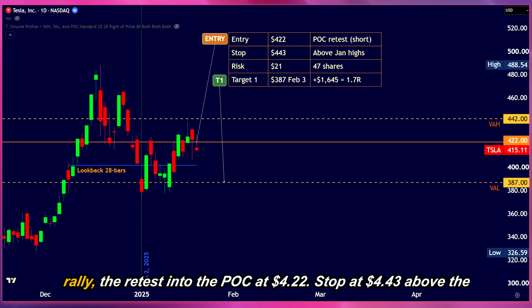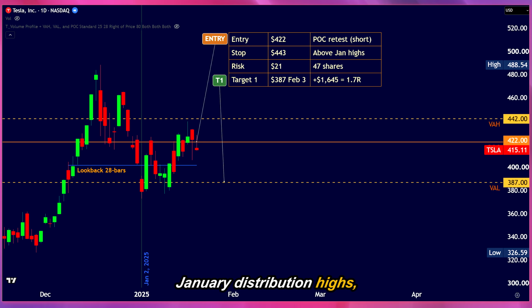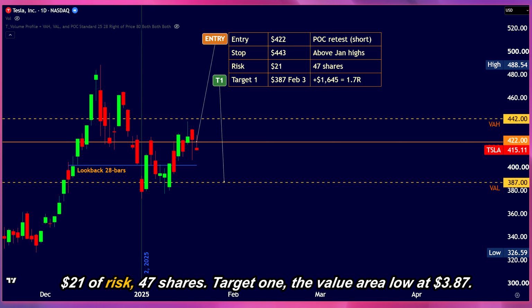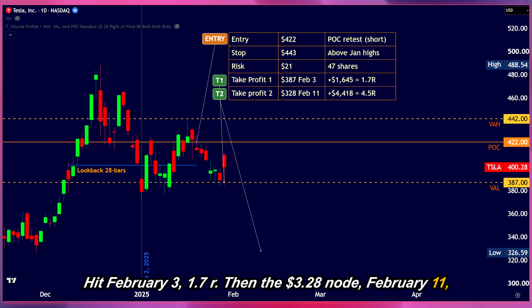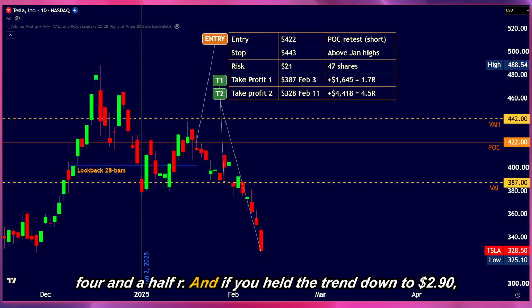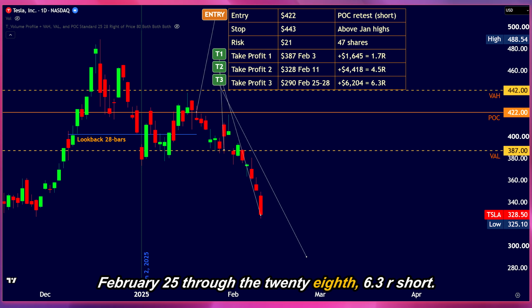You short the failed rally, the retest into the POC at 422. Stop at 443 above the January distribution highs, $21 of risk, 47 shares. Target 1, the value area low at 387, hit February 3rd, 1.7 R. Then the 328 node, February 11th, 4.5 R. And if you held the trend down to 290, February 25th through the 28th, 6.3 R short.